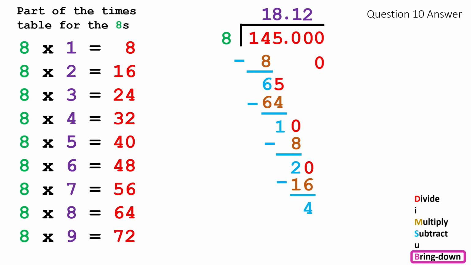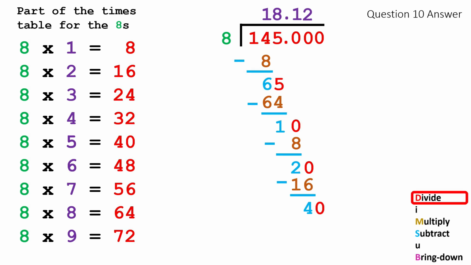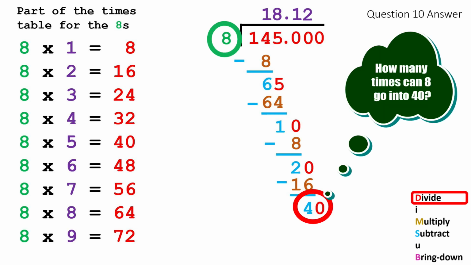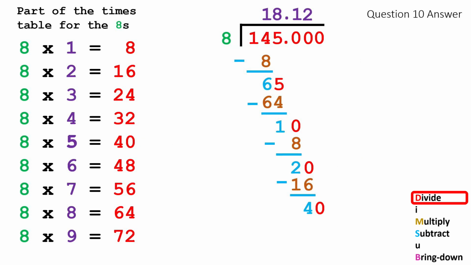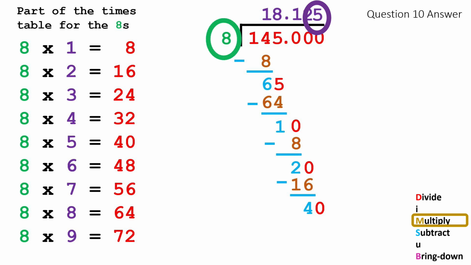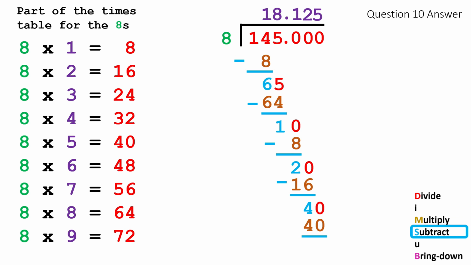We bring down another 0, which makes our new dividend of 40. We need to know how many times 8 goes into 40. We point the red arrow at the place in the list where 40 is. The purple number that goes with this row is 5, so we write the number 5 on the answer line. Next, we multiply this new answer digit of 5 with the divisor, which is 8, and we get the new product, that is 40. We subtract 40 from 40 and get 0. Since we now have a remainder of 0, we can stop dividing.